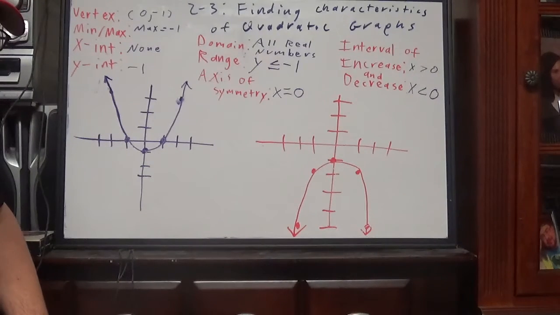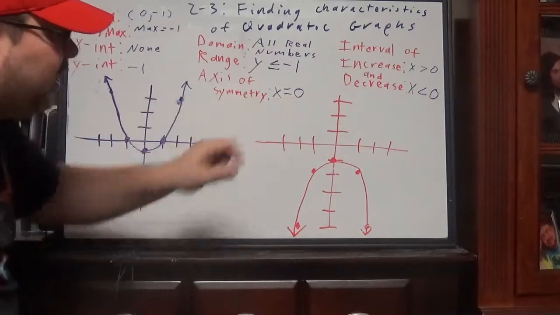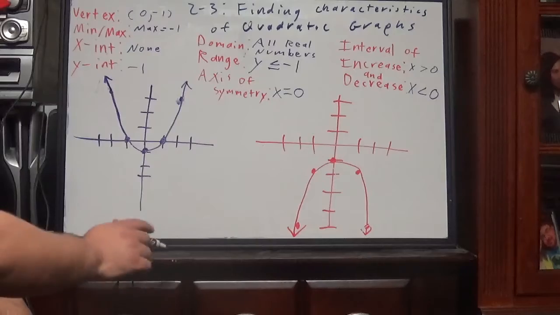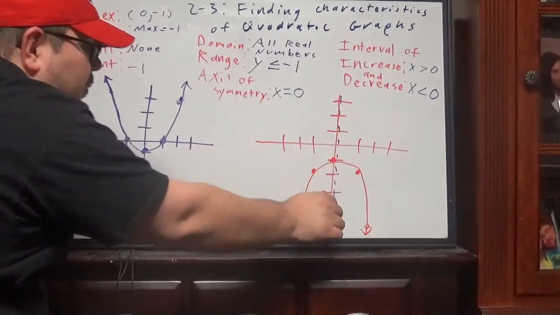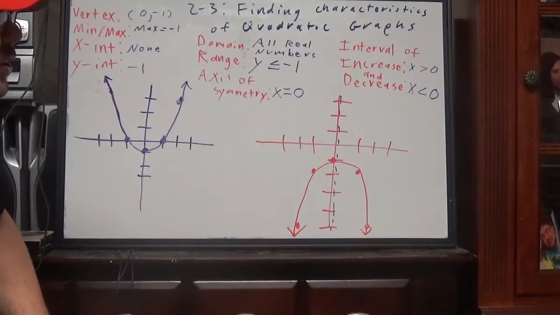Axis of symmetry. Again, that's the middle point of the graph, and it's the x value of the vertex. Well, remember, we didn't change the vertex, so we're not changing the axis of symmetry. The axis of symmetry is an imaginary line. If we made an imaginary line down the middle of the graph that goes through the vertex, that would be the axis of symmetry. And it is at 0. Now, interval of increase and decrease.